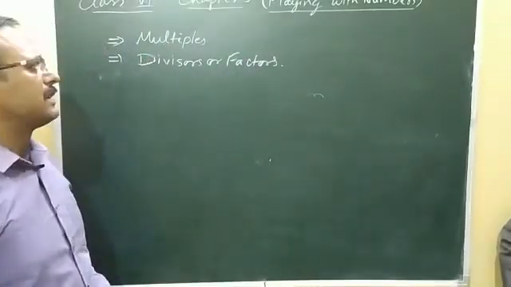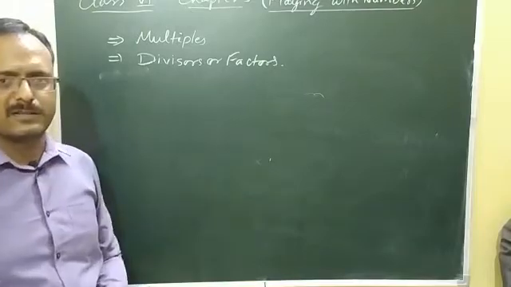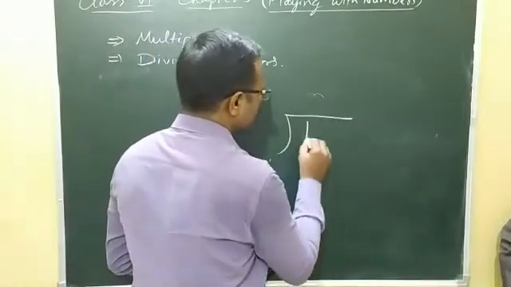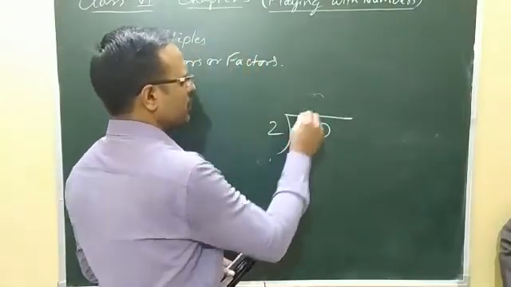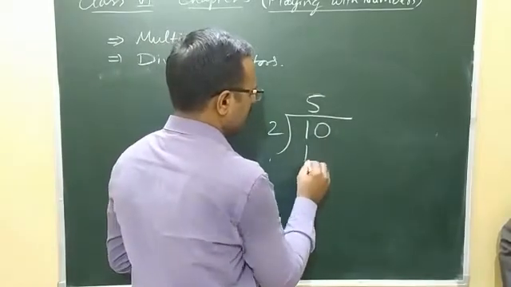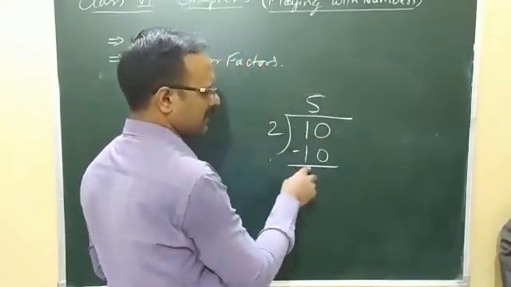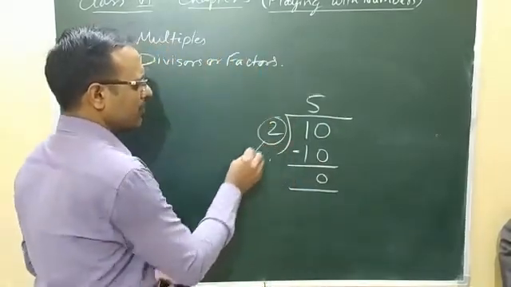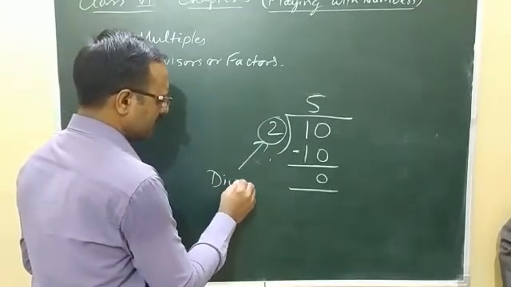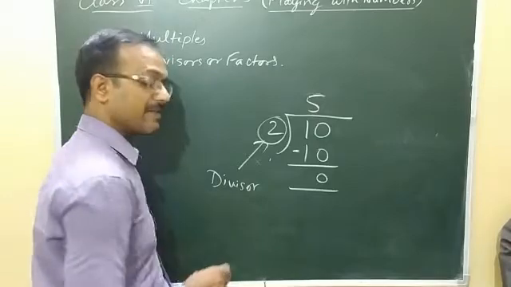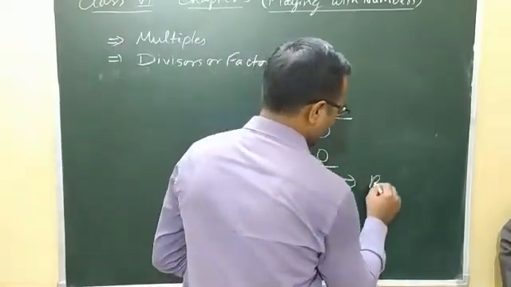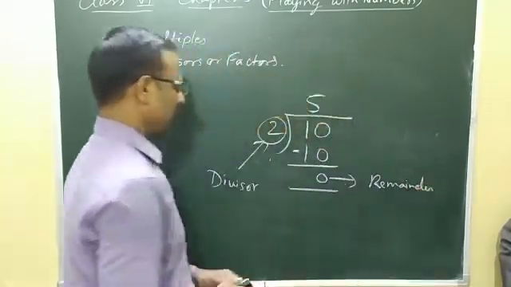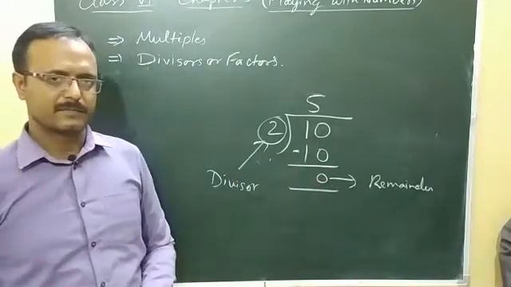Now coming to divisors and factors. What do you mean by divisors? As you know, when you divide a number, for example if you divide 10 by 2, you get a quotient, you write the result here, you subtract, and you obtain the remainder. This value is called the divisor, and it is called a divisor when you get the remainder as 0. If the remainder is 0, then you can say 2 is the divisor of 10.